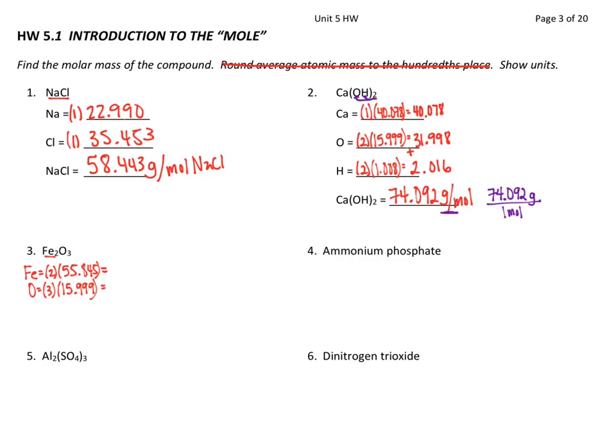Now I do my math. 2 times 55.845 is 111.690. 3 times 15.999 is 47.997. I have to add these. My total is 159.687. And again, I'm talking about molar mass, so my unit will be grams per mole. In this case, we're talking about Fe2O3.